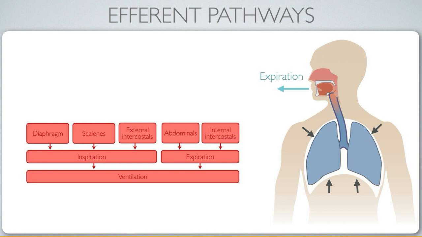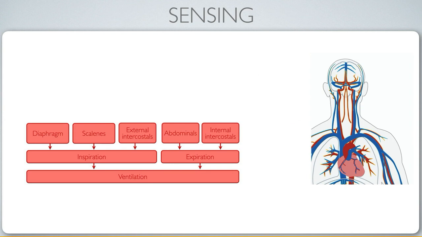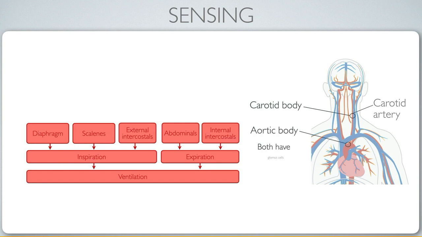Now, what about the sensory side of things? Much like the sensing that was involved in the control of the circulatory system, the respiratory system has sensory organs on the arterial side that monitor blood chemistry. And they're located in the same positions. So we have in the carotid artery a group of chemoreceptors that monitor the dissolved gases. And in the aorta, we also have a clustering of those chemosensory cells as well.